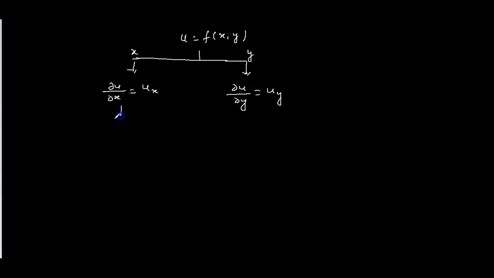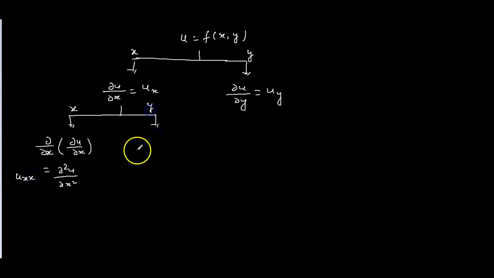Now again, if you differentiate del u by del x with respect to x, so you are differentiating with respect to x the input del u by del x. This is called del square u by del x square. Here we are differentiating with respect to x, keeping y as a constant. Whatever y terms are there, we keep as a constant, and differentiate twice with respect to x. That's why it is called u x x.